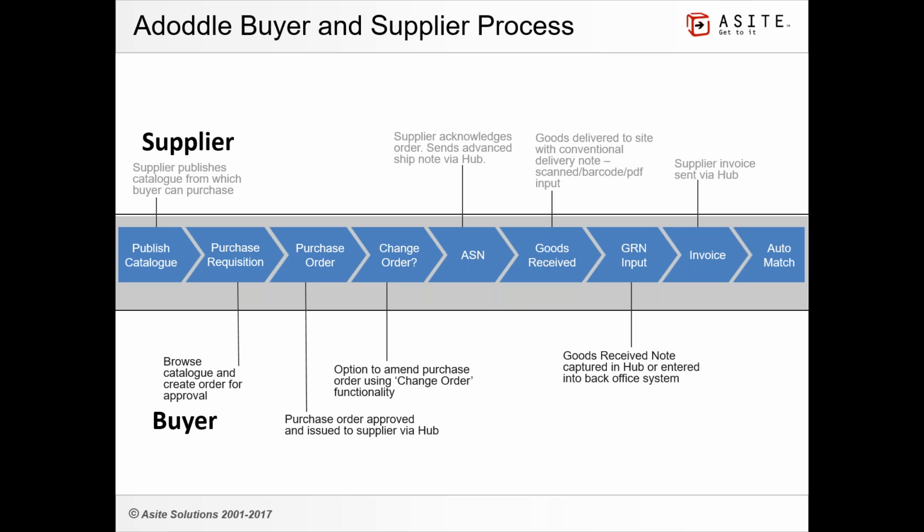Once you've sent the goods out, the supplier can then issue the invoice, and then we can easily have a three-way match, which is automatically matched, making it easier for you to then do your procurement payment process.